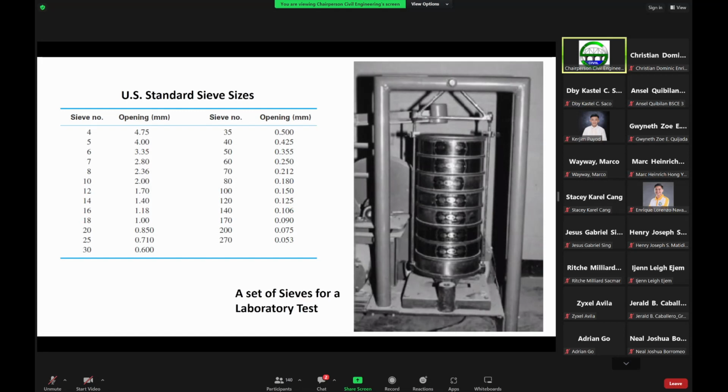I'm not sure if you have already started doing your geotechnical laboratory. I think this is a bit better now, because during our time we still experienced shaking the sieves manually. No? I think by now it's already automatic.